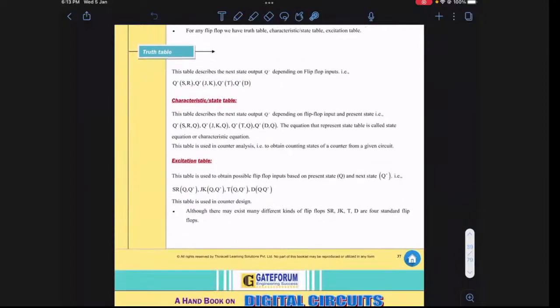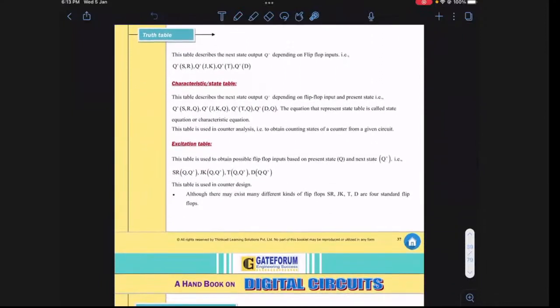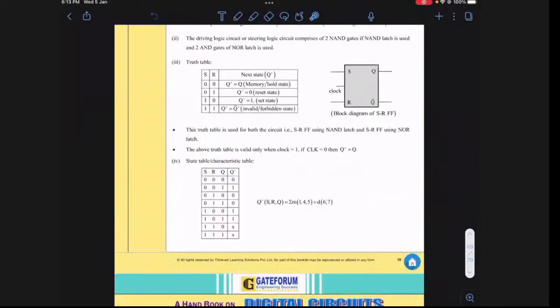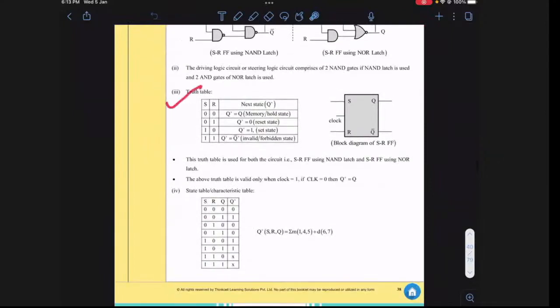Remember, any particular flip-flop is associated with 3 kinds of tables. One is the truth table, one is the characteristic table, and the third one is the excitation table. Let's say for example the SR flip-flop. So this is the truth table. And what is the state table? State table means we have the SR and the present state. Based on the flip-flop input and present state, we are finding the next state. That is the characteristics table.